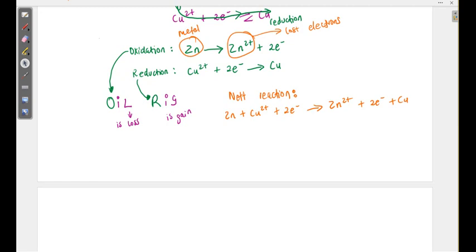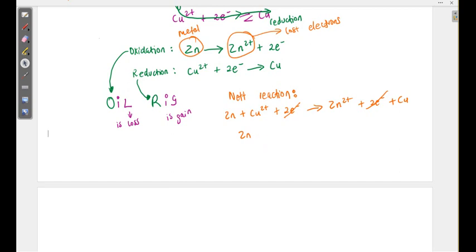Can you please explain that again? How do you take it? You take everything from the left side: Zn, Cu2+ and 2 electrons. Then we write the arrow, and then we take everything on the right side. Right, then we will have that. After that, remember that this will cancel that. Therefore, the net reaction will be Zn + Cu2+.